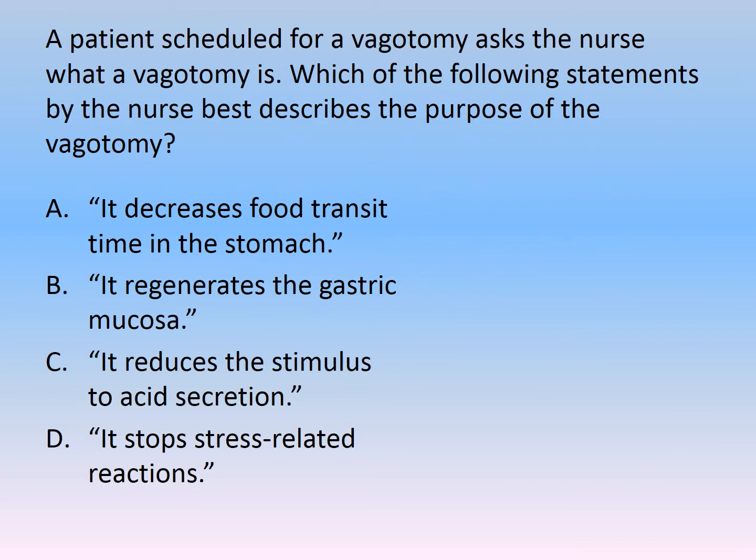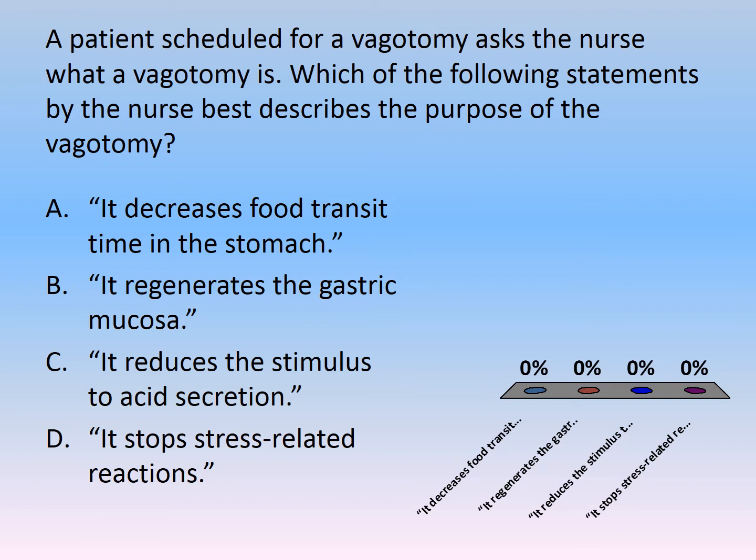So a patient scheduled for a vagotomy asks the nurse what a vagotomy is. Which of the following statements by the nurse best describes the purpose of the vagotomy? It decreases food transit time in the stomach. It regenerates the gastric mucosa. It reduces the stimulus to acid secretion. It stops stress-related reactions.